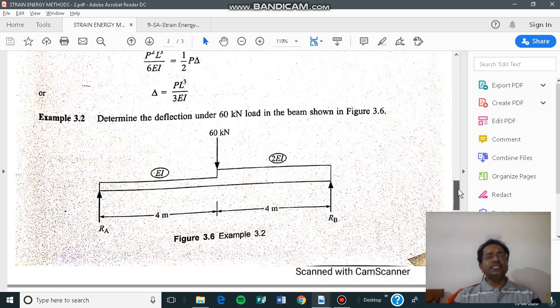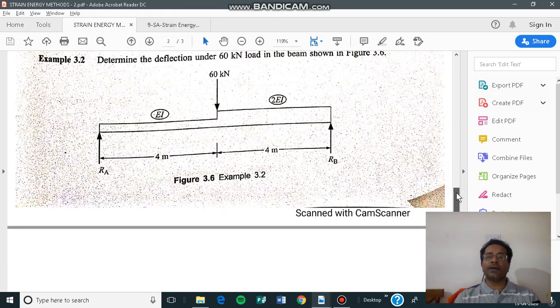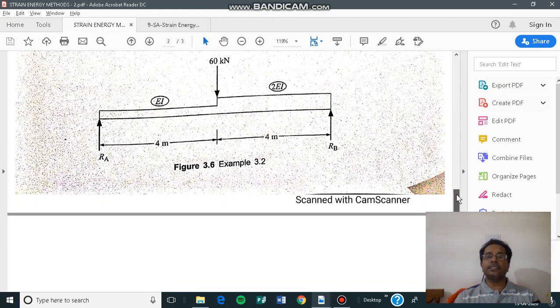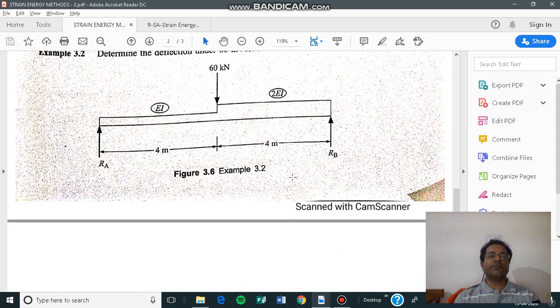Similarly, this is another example of a simply supported beam where the point load is applied at the center, and here the moment of inertia or the flexural rigidity is not uniform throughout the length. Half of the length is EI, and the other half of the length is 2EI. Whenever you compute the strain energy, you should keep in mind that EI plays a major role. So for this part we will put EI, and for this part we will put 2EI. For the given 60 kilonewton, you can calculate the reactions.